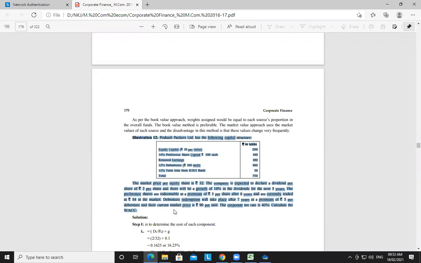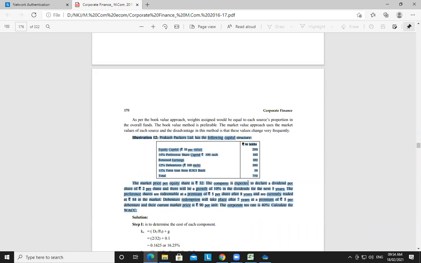So you can practice this very easily. Mr. Prakash Packers Limited has the following capital structure. These are the capital structure. So if this is 750, then how much is 200 or 100 lakhs? These will give you weights. Yes or no? Yes, sir. The weights will come out from here.